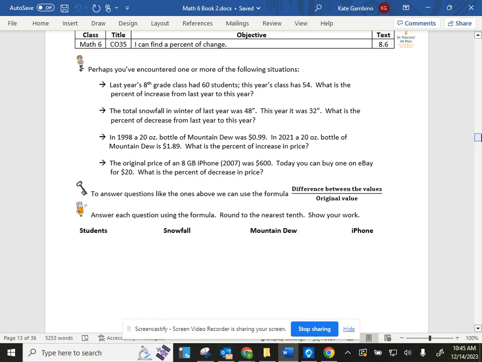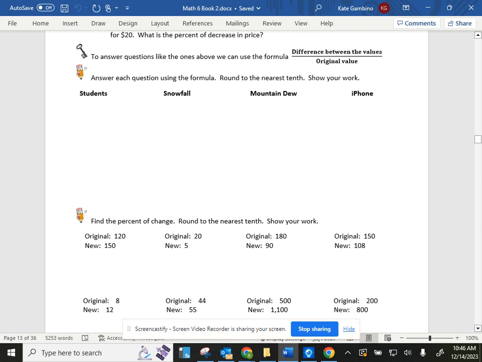To answer questions like the ones above, we use a special formula. That formula is something that we will be putting on our help sheet. But we're going to learn how we use this formula. The formula that we have is the difference between the values. When we say the difference between two values, that means you take the big number and you subtract out the small number. We do not go into negative numbers. You don't take the first number and subtract out the second number. You always put the big number, subtract the second to find the difference.